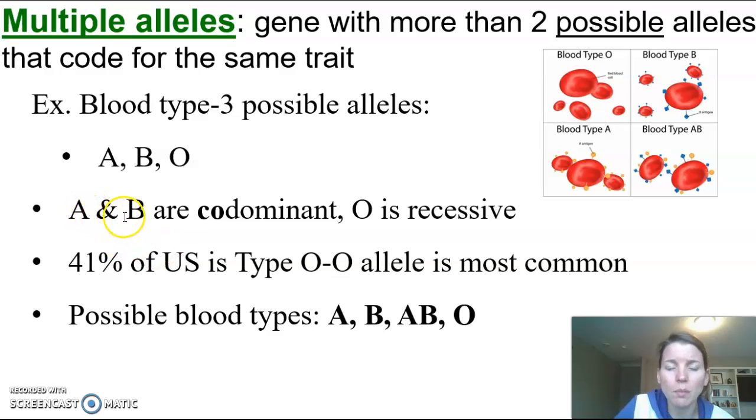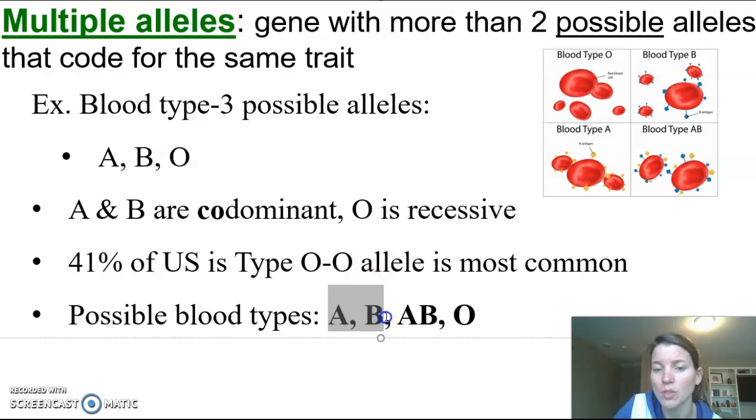So sure, A and B are codominant in this case, so both can be present in an offspring, and O is going to be recessive. O is the most common type of blood out there. And again, your possible types are A, B, AB, and O, all for the same exact trait though. So more than one allele combination coding for the same trait is going to be a multiple allele trait, like blood type.